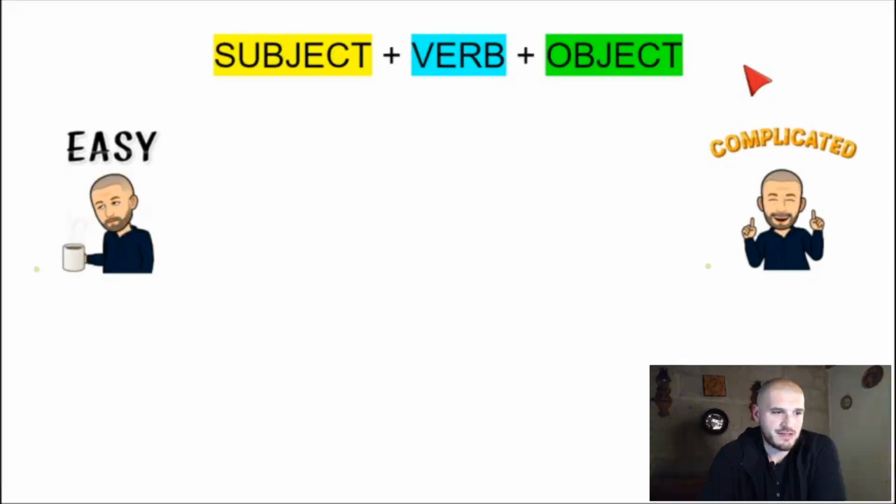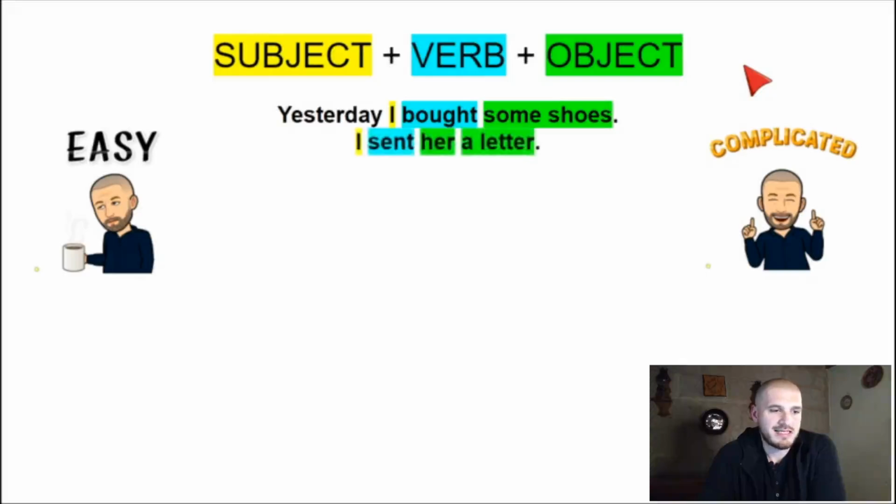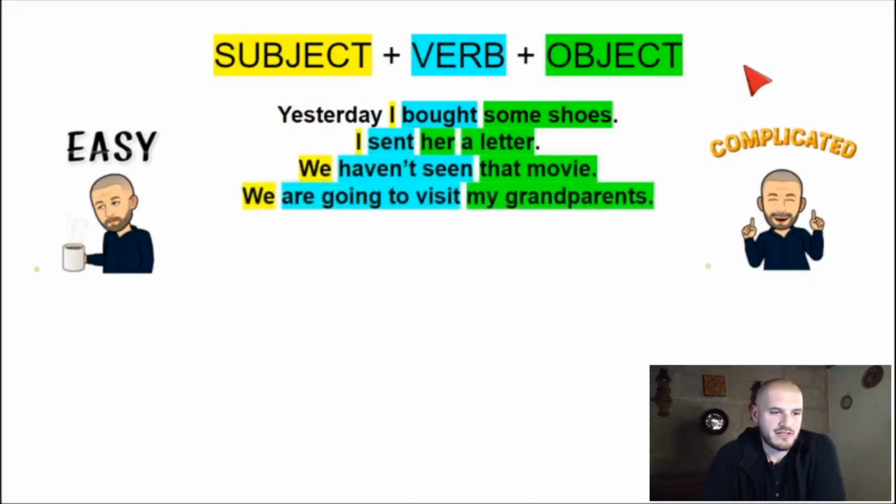Well, a standard sentence in English is a subject, a verb, and an object, right? It could be in many different tenses. For example, yesterday I bought some shoes. I sent her a letter. So in that example, you have two objects, right? We haven't seen that movie. And we are going to visit my grandparents.